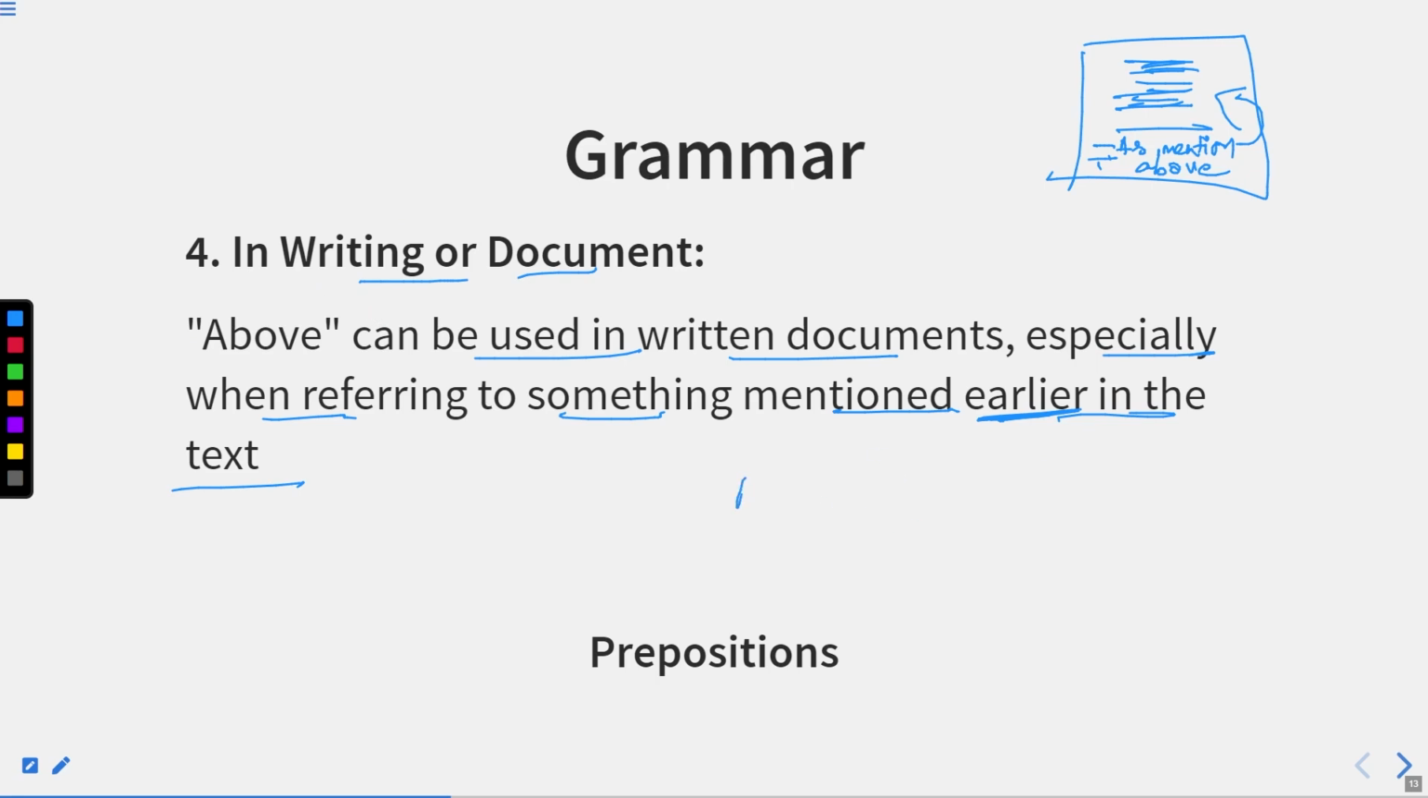Now we have two words, above, and its opposite is below. Below is just the opposite of above. Wherever we use above to show the higher or earlier part of something, below shows just the opposite. If we are showing the earlier part, we use above. If we have to show the later part, we use below.